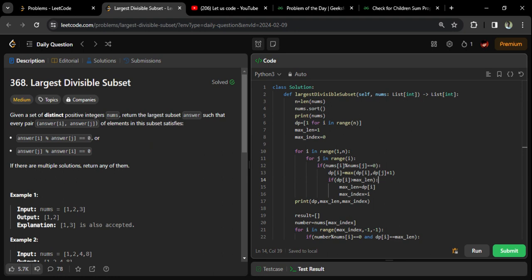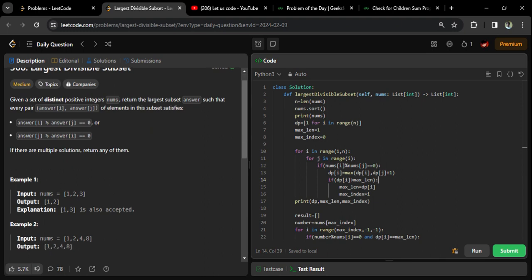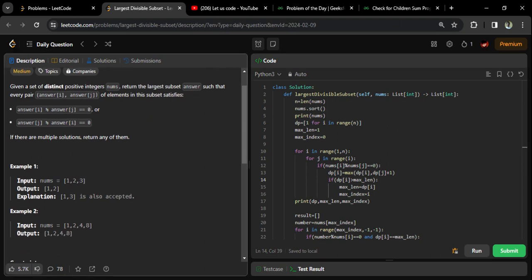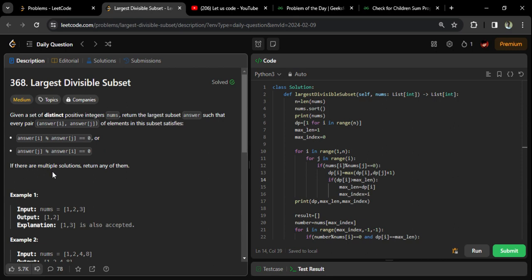I felt this is a really good question to understand the DP concept, the dynamic programming concept, and let us see what it is. As you can see in the input, we are given a simple integer array, and in the output also we'll have to return an integer array. So let's see what the question is.